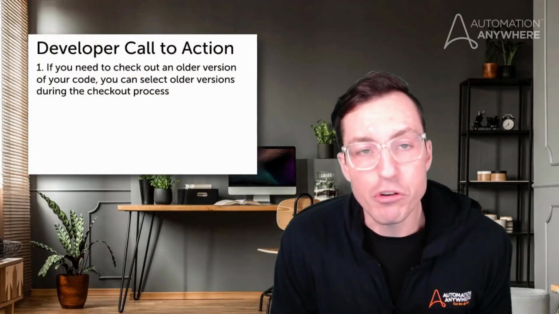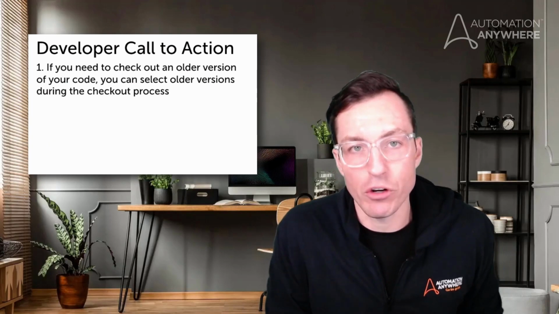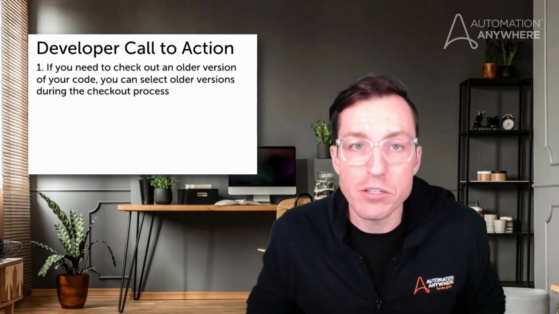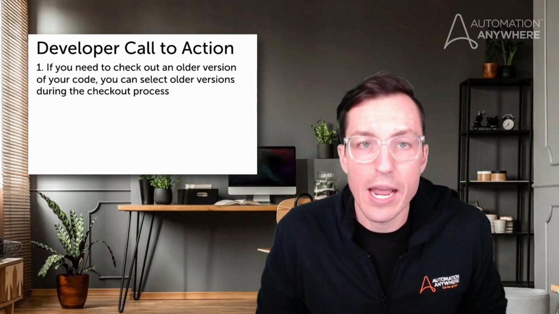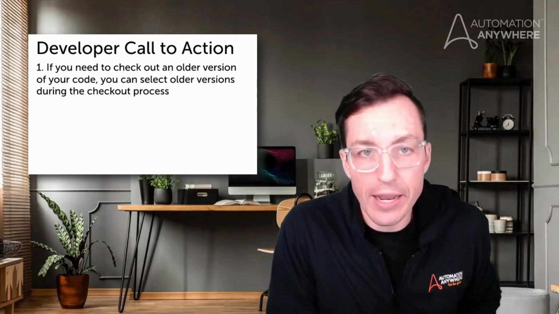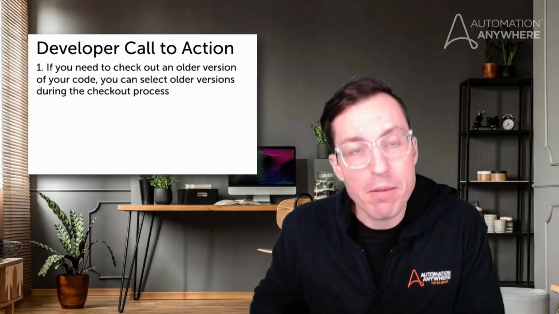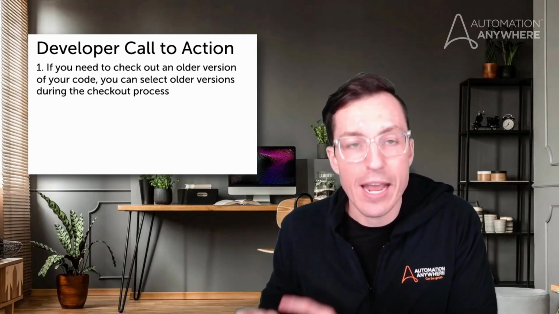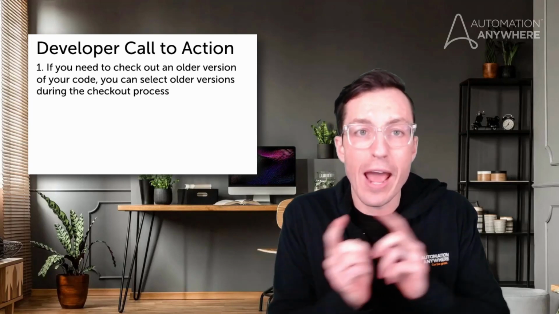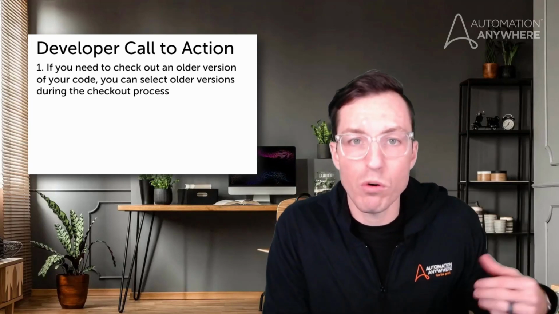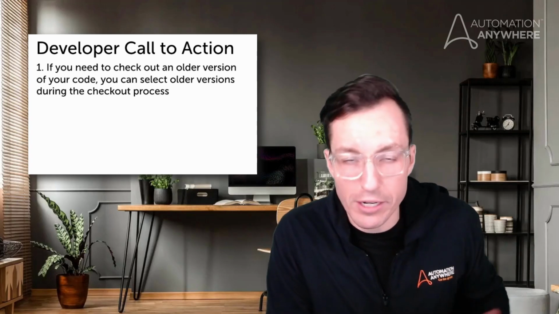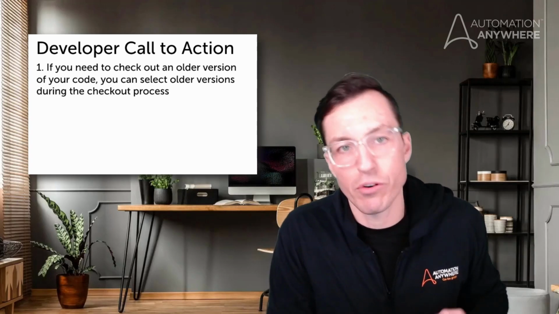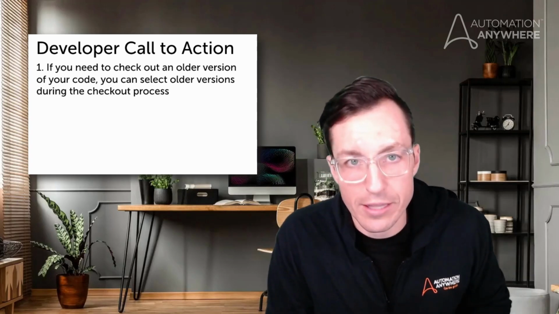Number one, you do have the ability now to check out an older version of your code. And this is awesome. This is on .22. And with that, you can check out an old version of your code, make modifications to that old version, and then check that old version in as the new version. And that's what will be live in your public directory. And that's what will be used for any ongoing schedules or things like that.